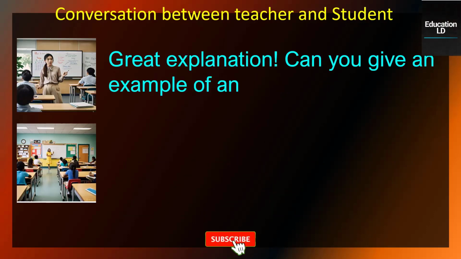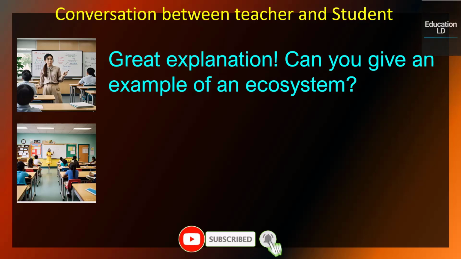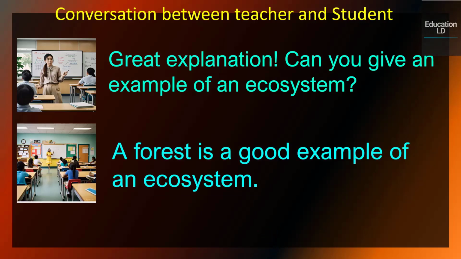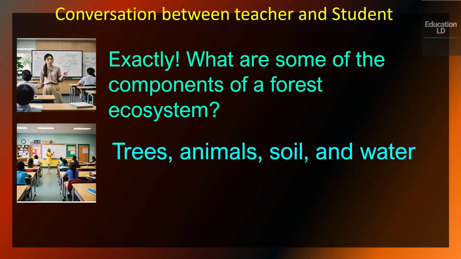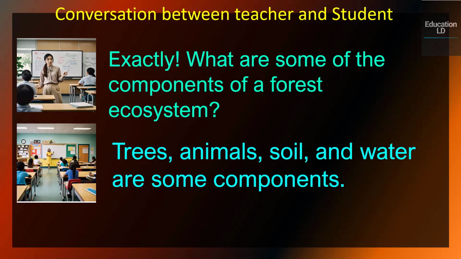Teacher: Great explanation. Can you give an example of an ecosystem? Student: A forest is a good example of an ecosystem. Teacher: Exactly. What are some of the components of a forest ecosystem? Student: Trees. Students: Trees, animals, soil, and water are some components.